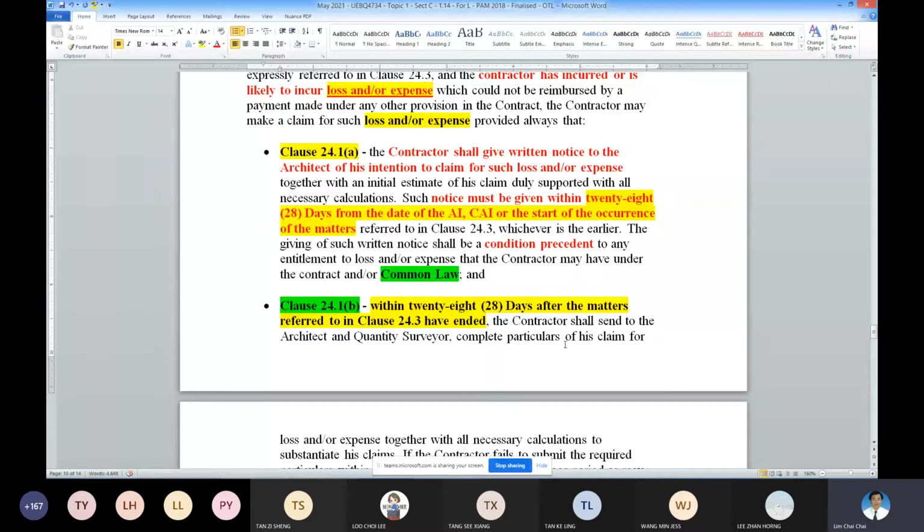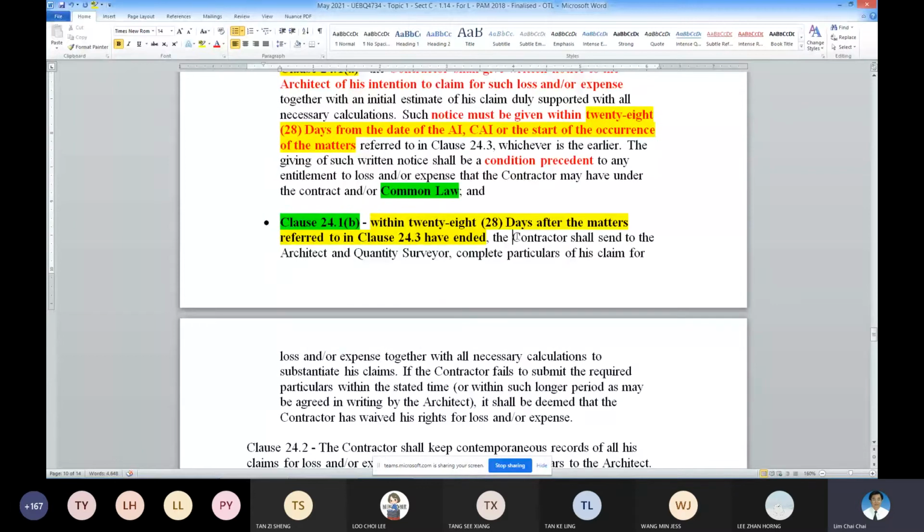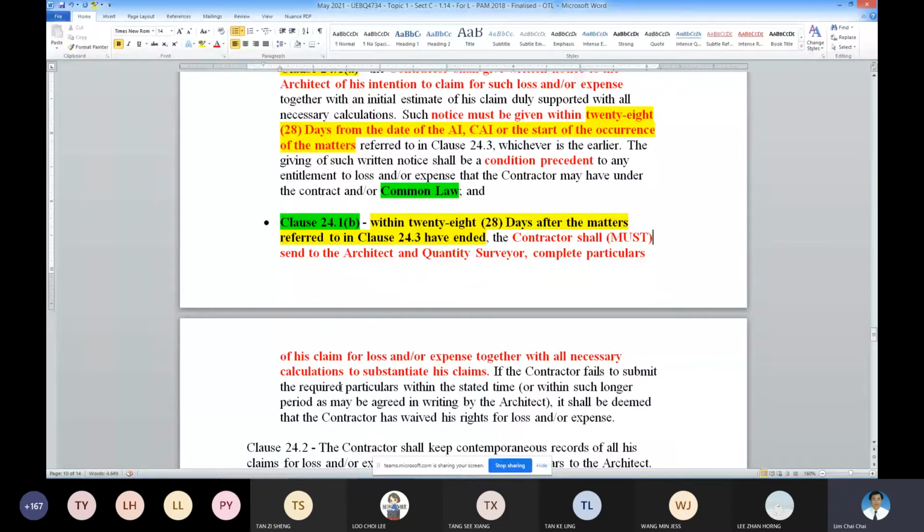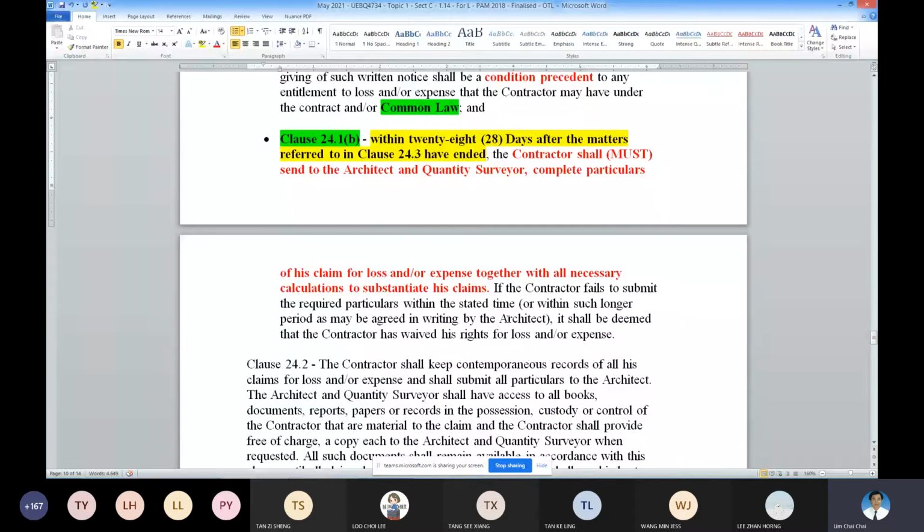The contractor shall, that means must, send calculations to support the claim. Shall here means must. It is mandatory. Send everything. If you fail, your contractual rights are also gone, and then the common law rights take over. With common law rights, you can make the claim within the 6 years duration of this contract. So you get a longer period. This one you only got 28 days.